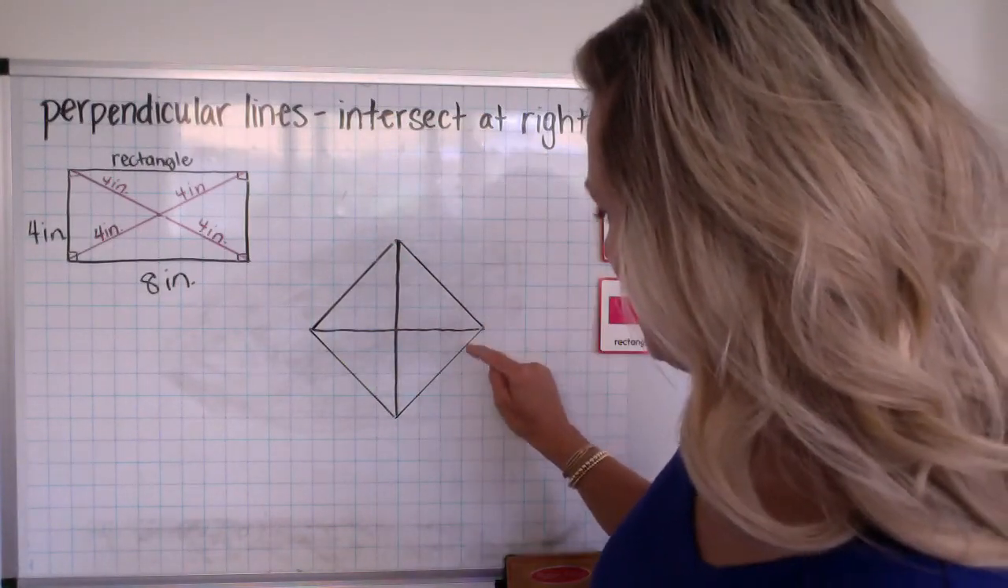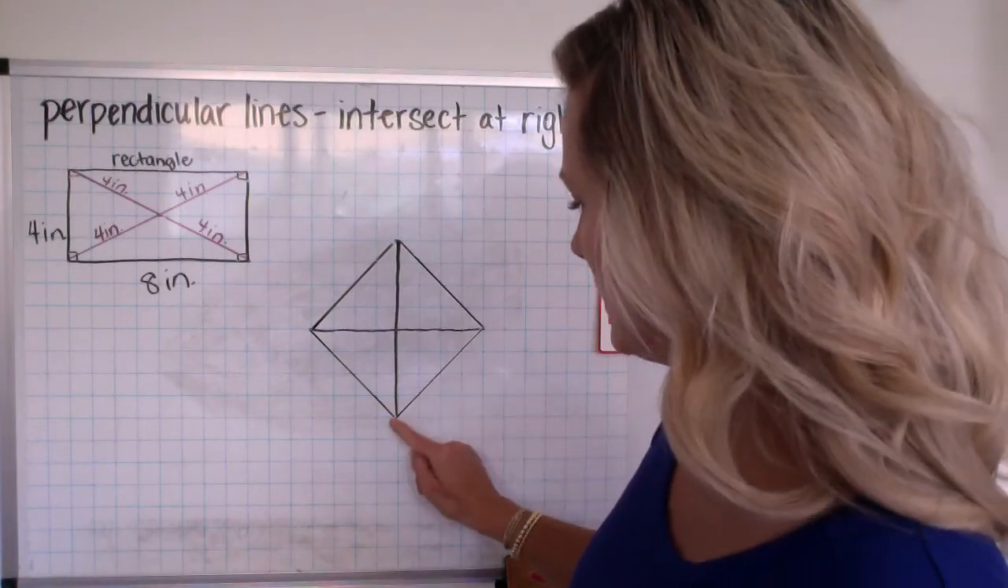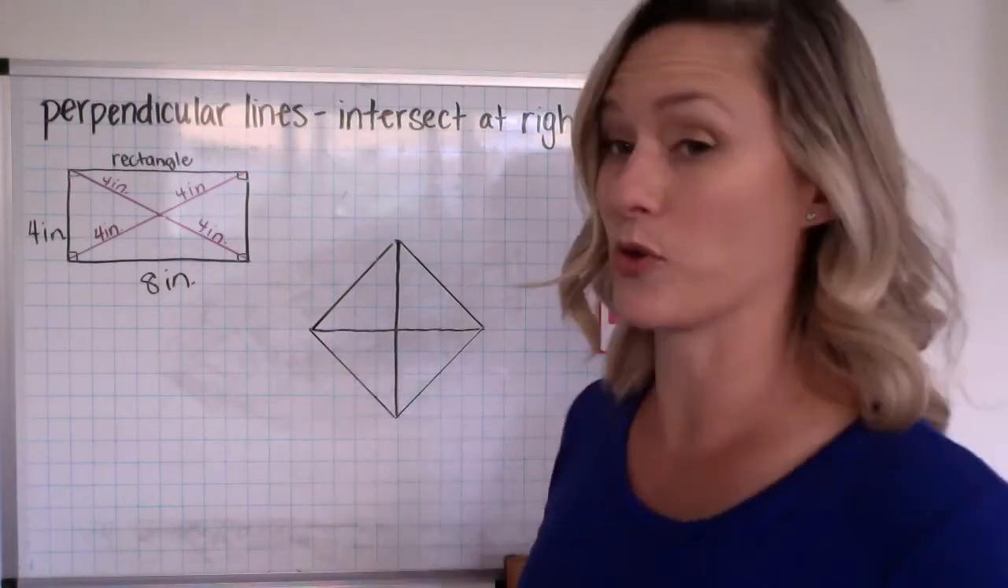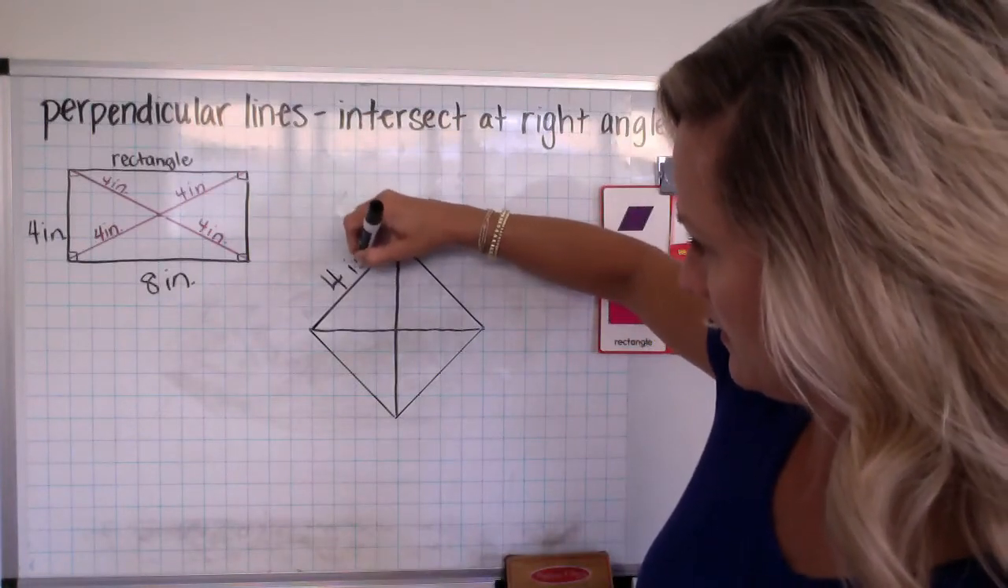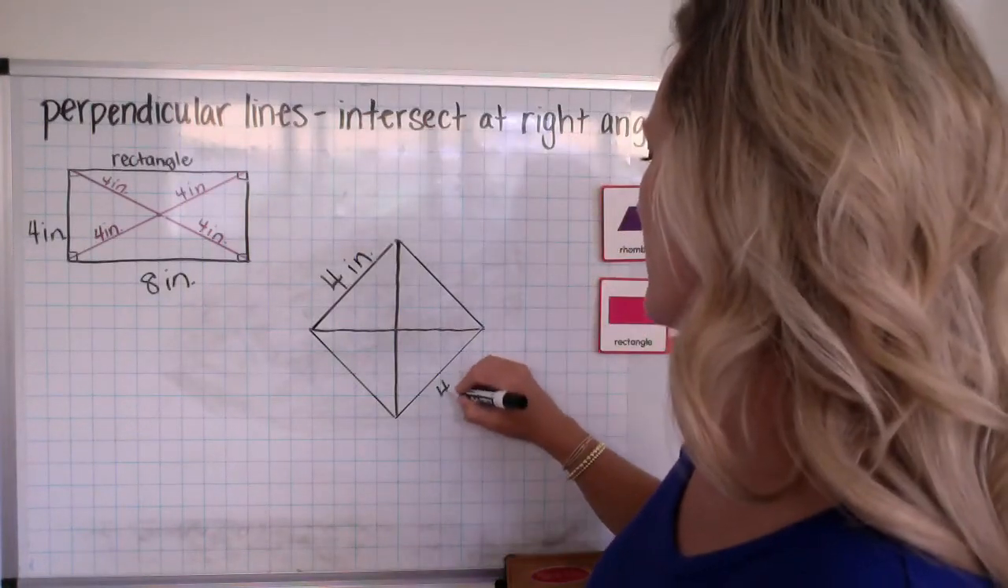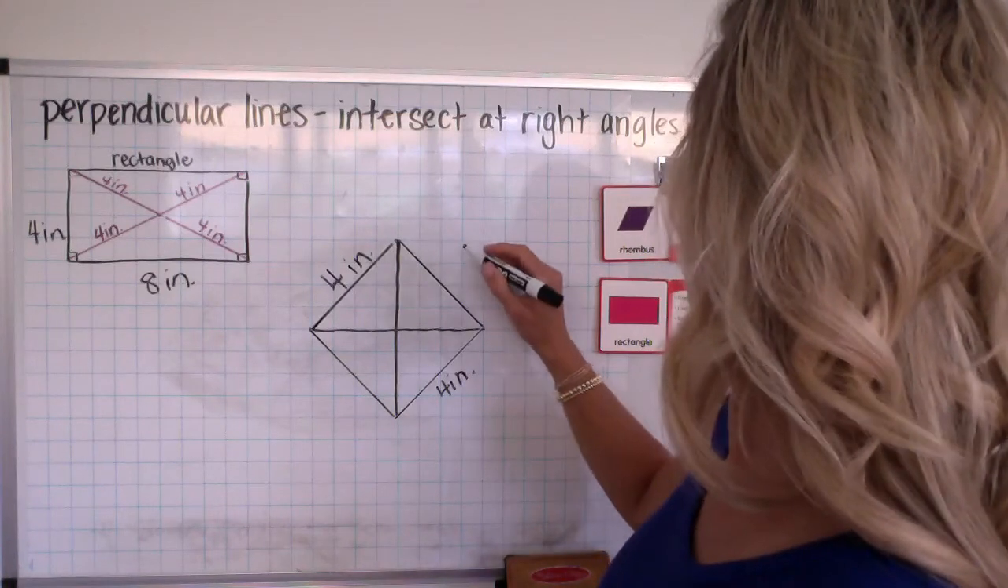1, 2, 3, 4. So all of the sides were 4 inches.